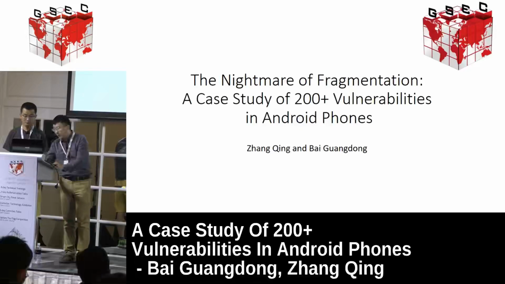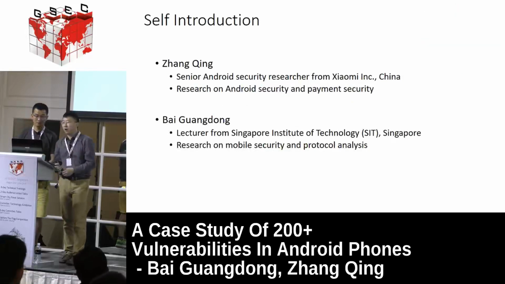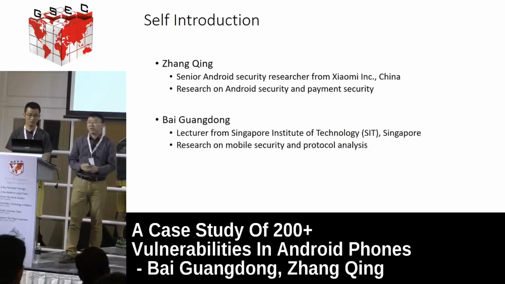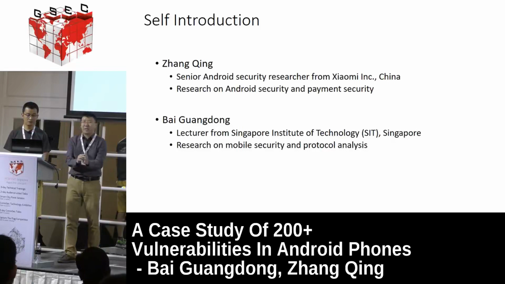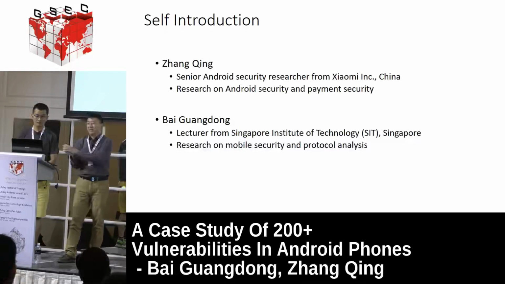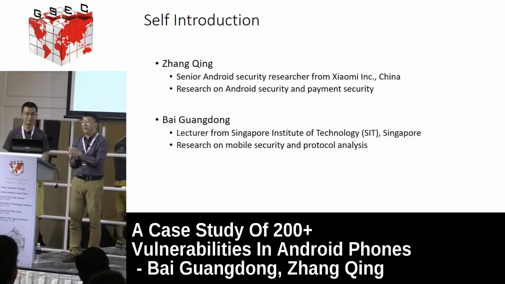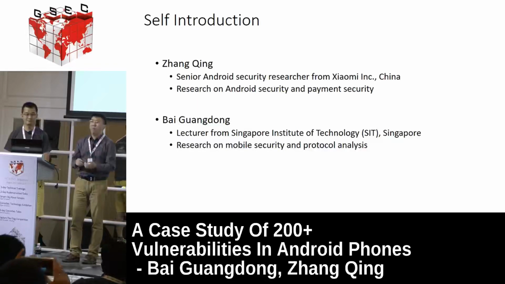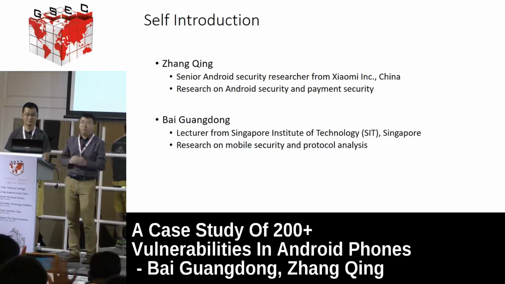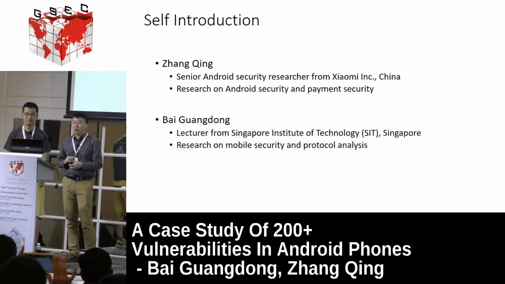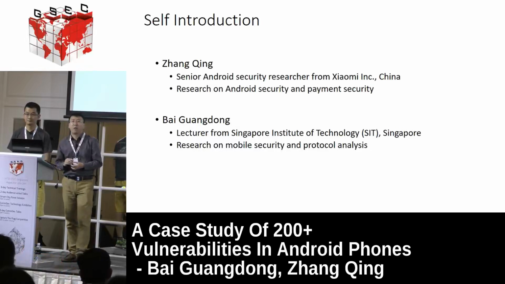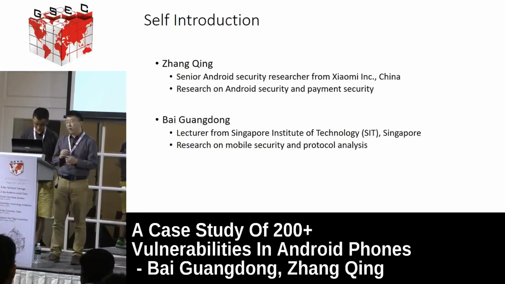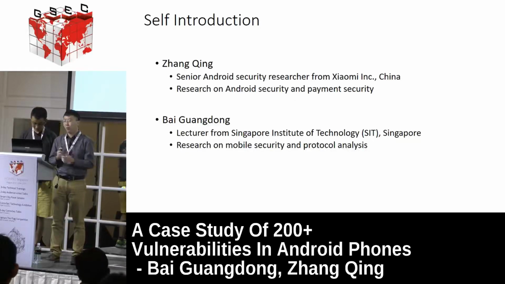So this is actually the first time we give a talk at Hack in the Box. So please allow us to do a quick self-introduction. This is Qing. He is currently a senior Android security researcher from Xiaomi, China. His research is on Android security and payment security. And myself, my name is Guangdong, and I am currently a lecturer from Singapore Institute of Technology, which is a quite new university in Singapore. My research is on mobile security and protocol analysis.